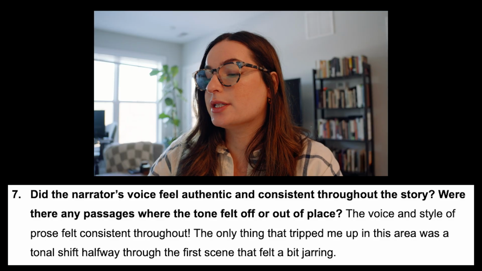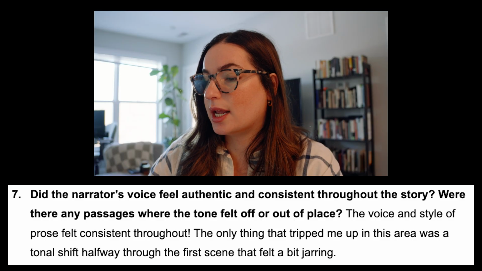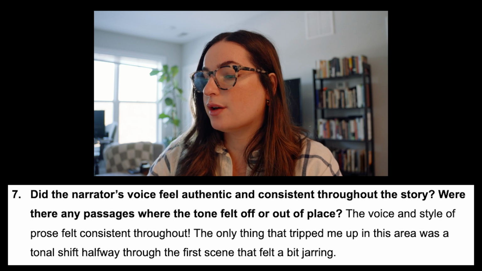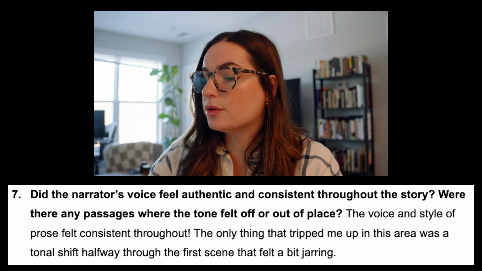Did the narrator's voice feel authentic and consistent throughout the story? Were there any passages where the tone fell off or out of place? The voice and style of the prose felt consistent throughout. The only thing that tripped me up in this area was a tonal shift halfway through the first scene that felt a bit jarring. Yeah. So this is very valid.